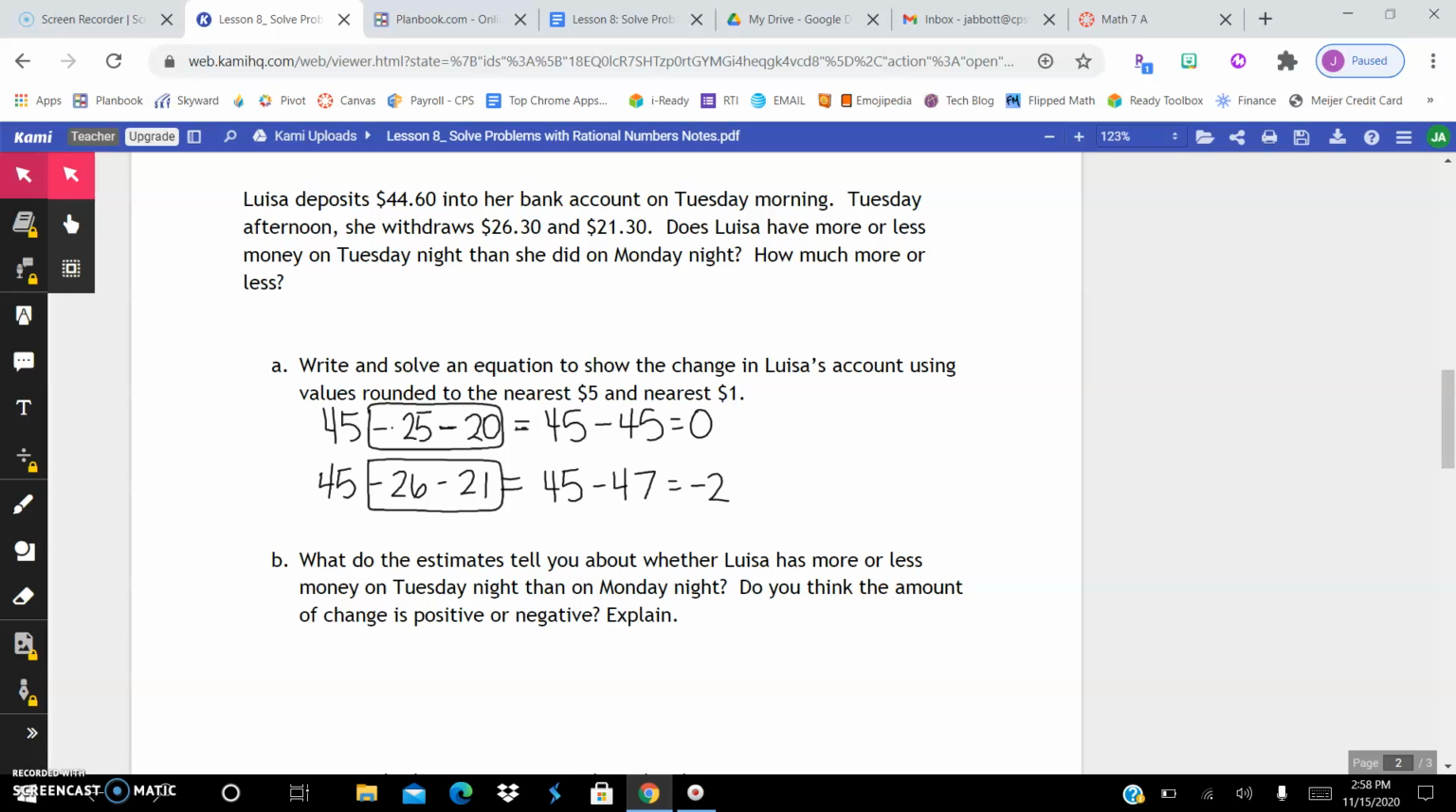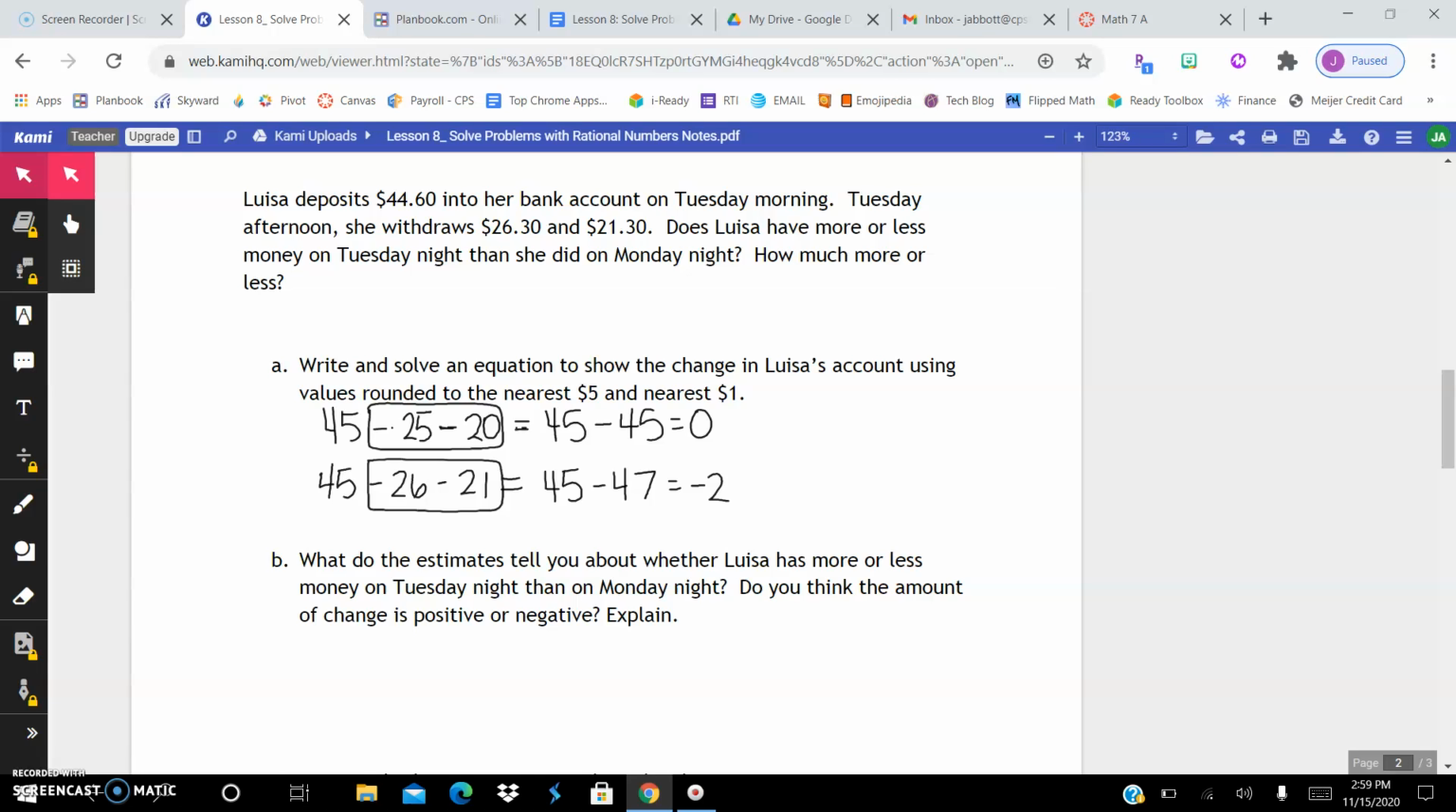And do you think that her amount of change is positive or negative? Well, did we round up or did we round down? So that 26.30, we rounded to 26, so we rounded down 30 cents. The 21.30, we rounded down to 21, so we rounded down, we knocked off that 30 cents there. But then that 44.60, we rounded up 40 cents. So we lost 60 cents in the withdrawal, but we gained 40 cents. So I'm going to take a guess that she might be pretty close in the negatives there.